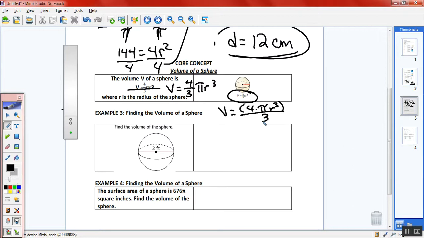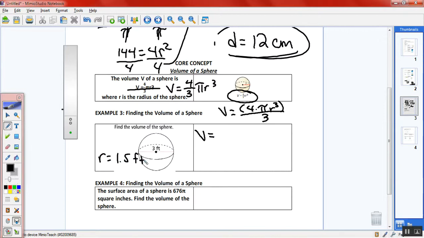Same sphere as in example 1. Instead of doing surface area, they're asking for what here, kids? All right, let's try this. The volume, how many cubic units inside this? Here we go. What's the radius going to be in this situation, kids?